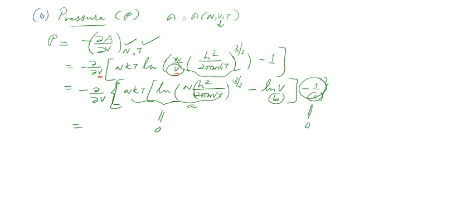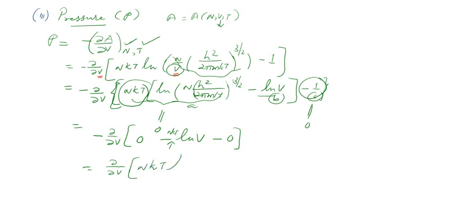Then what you are left with is: minus dou by dou V of 0 minus log V minus 0. So it is equal to plus, minus and minus make plus, dou by dou V of, of course there is one more thing, that NkT multiplies this. NkT is common, so I can take NkT also, NkT log V. So dou by dou V of NkT log V is what this becomes.